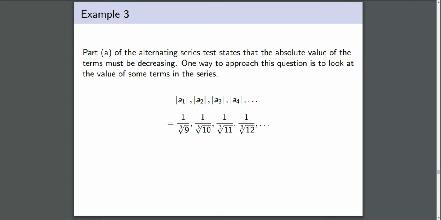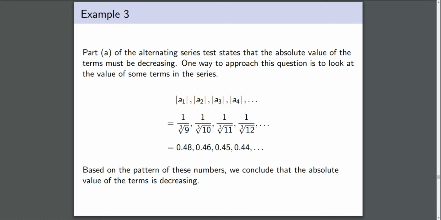Okay, so I plugged in my original formula. I put in 1, 2, 3, and 4 for j. Then I simplified the absolute value and I got these expressions. What I did next was put those into my calculator to see what decimals I was getting. I got the following sequence, and we see that, yes, these numbers are decreasing. So based on the pattern that I see here, I'm going to conclude that the absolute value of the terms is decreasing.